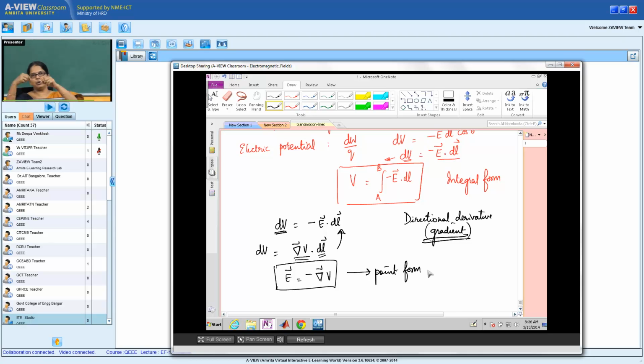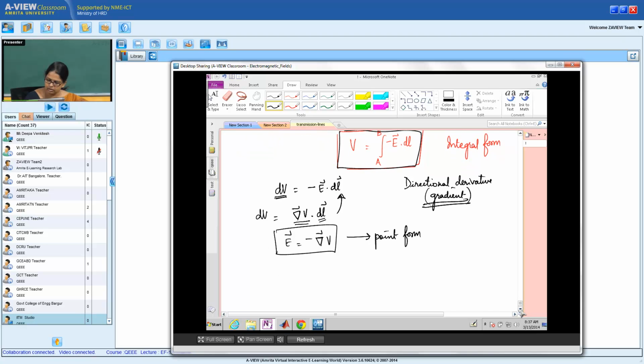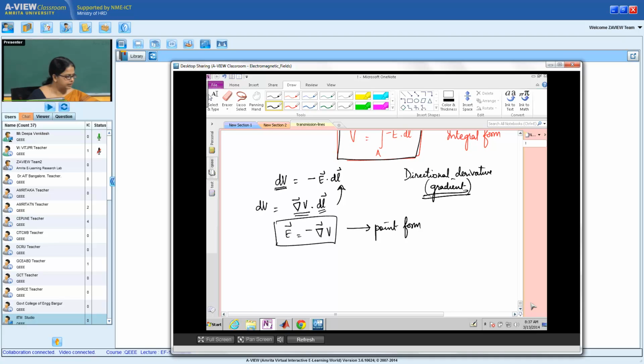It simply means if at a point I know V and I want to calculate E, I would use minus gradient V. But if I want to do it in between media or along a length, along a distance, I would use the integral form. Alright. So that defines the potential.